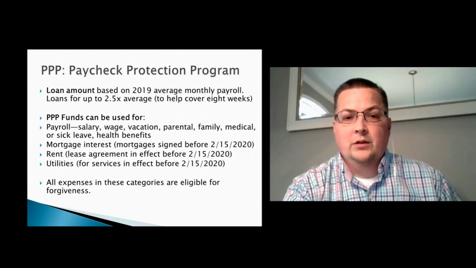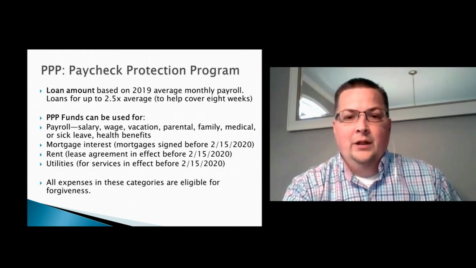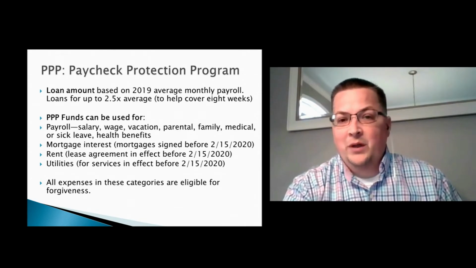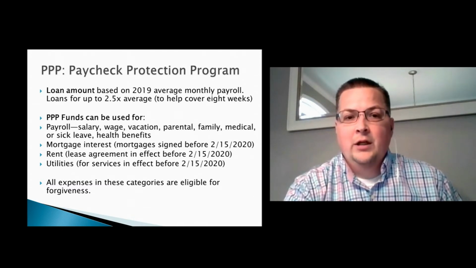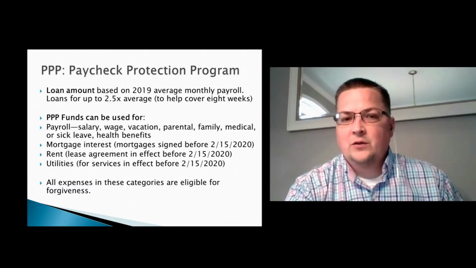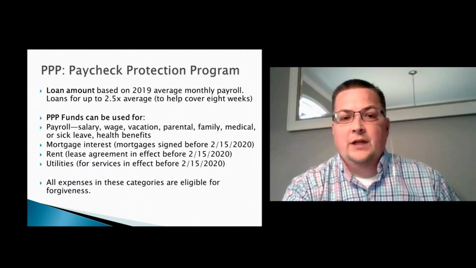You look at your December 31st numbers, how much was in my payroll, divide it by 12, and then multiply that by 2.5 months. That was pretty cut and dry for most businesses, and that was the loan amount that you could apply for. There were some caveats to that if you're a seasonal business, or if you just chose to use a different time period.